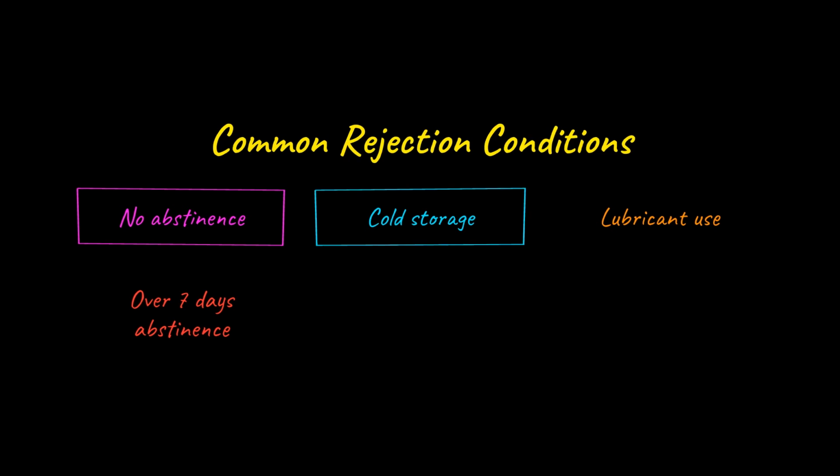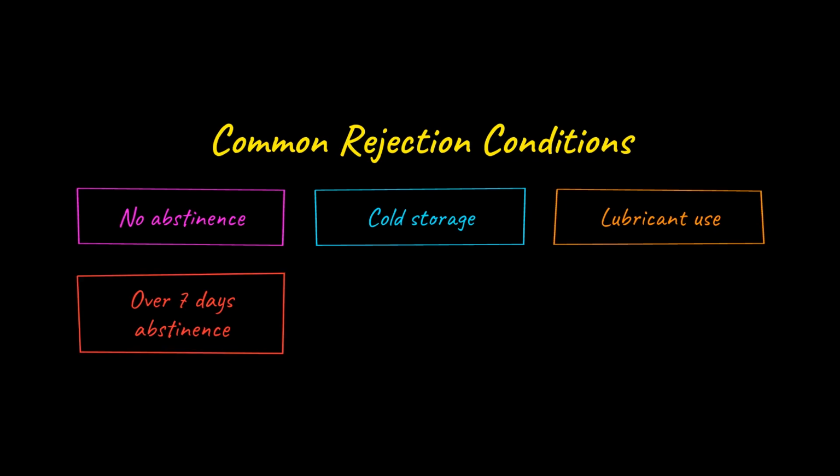No abstinence skews count and motility. Cold storage or refrigeration destroys motility entirely. Lubricants may be spermicidal, and abstinence beyond 7 days produces non-physiologic results. All 4 are grounds for rejection.